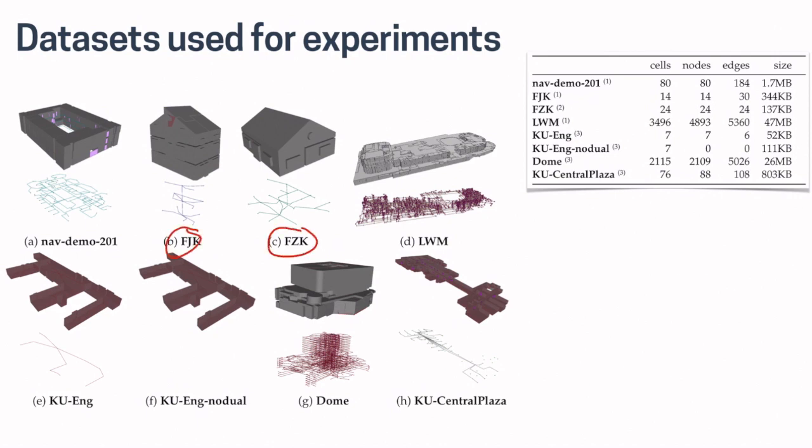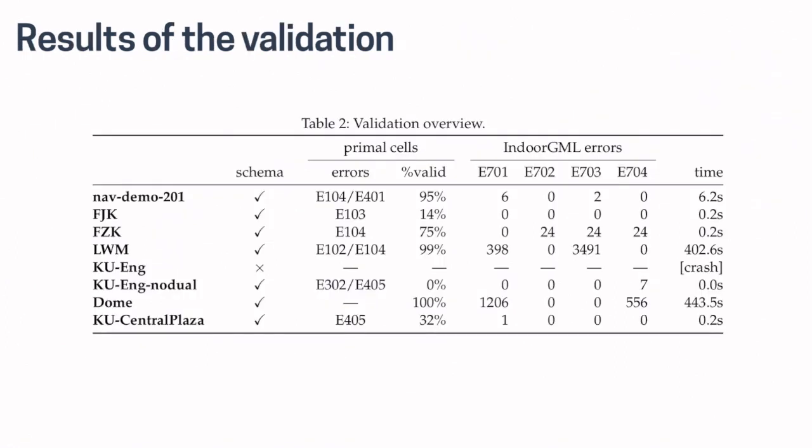If you look at the 8 files, you might recognize some of them. For example, the FJK and the FZK are 2 files that have been around as IFC files for a few years, so they were simply converted to IndoorGML. Then we have a few other files. Most notably, we have 2 buildings in Korea, LWM and the Dome. These are real buildings that contain several thousand rooms.